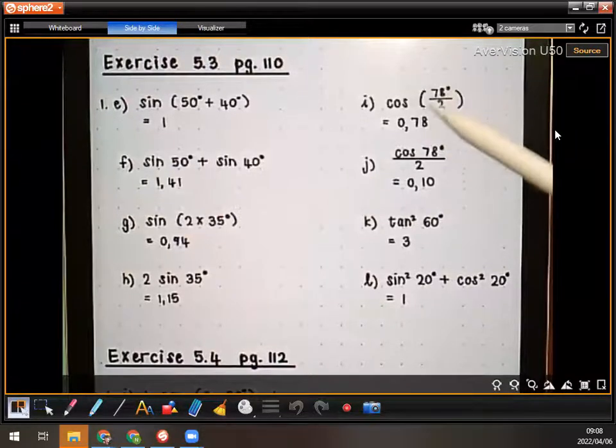And the same thing here, you can't say that cos of 78 over 2 is the same as cos 78 over 2. So the cos is not like a separate thing that you can just multiply into a bracket. That's what they were showing there.